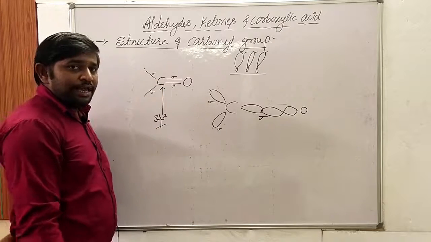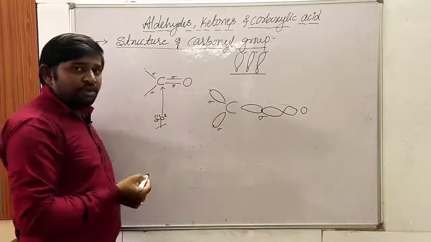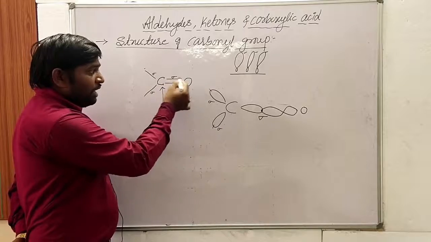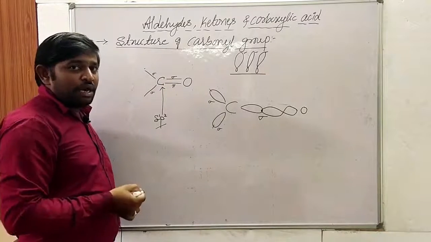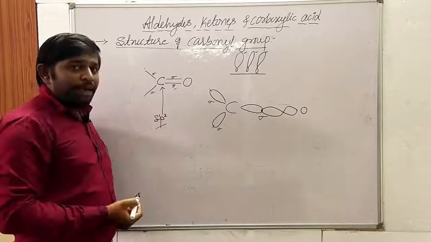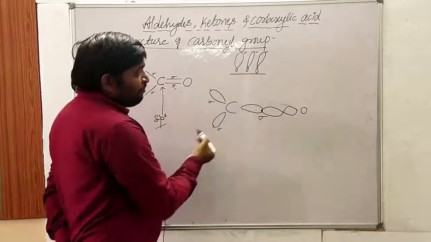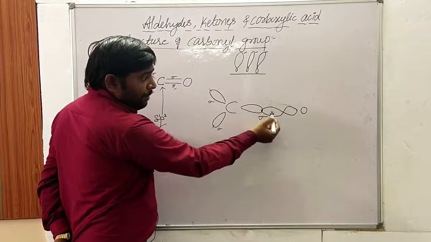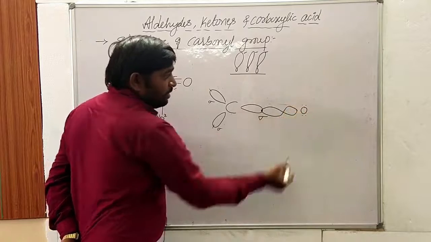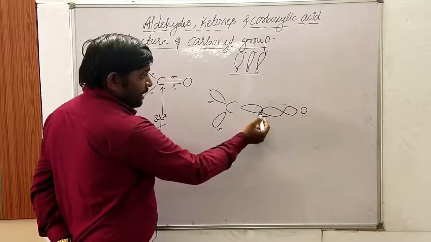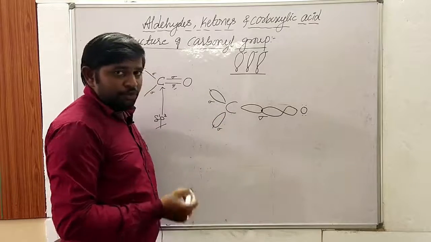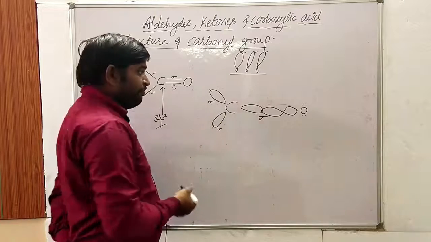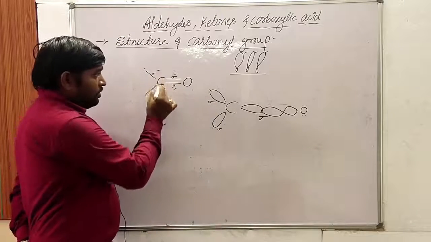Single bonds always carry a sigma bond. If there is a double bond, one will be a sigma bond and the other a pi bond. One bond is formed by axial overlapping, and the other by sideways or lateral overlapping, which leads to the formation of the pi bond. This carbon atom has three hybridized orbitals. One overlaps with the oxygen atom, which has high electron density, forming a sigma bond. The carbon also overlaps with hydrogen or alkyl groups, forming two more sigma bonds. So three sigma bonds are done.